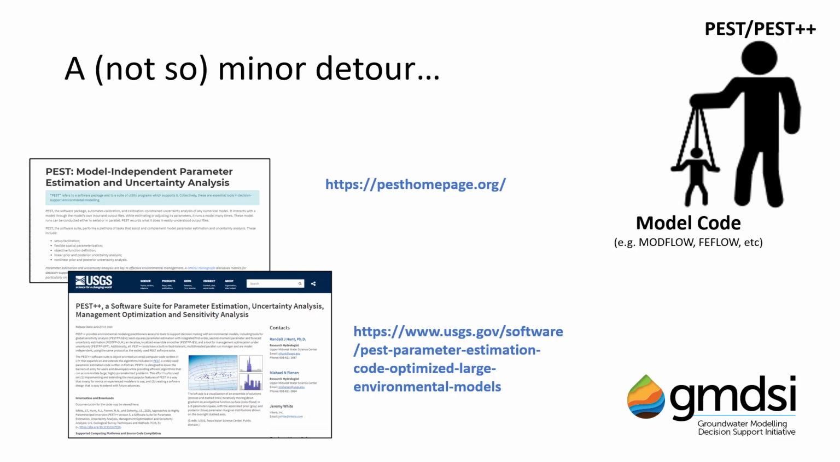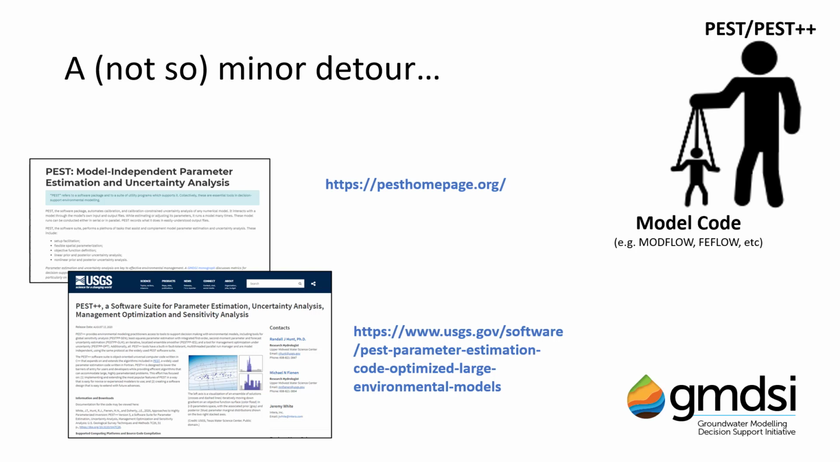By far the most widely used codes in our industry are the PEST and the PEST++ families of software. These are open source software and include a variety of tools and techniques and methods for assimilating data, as well as uncertainty analysis for environmental modeling. And most groundwater modeling graphical user interfaces will have some options or interface to use PEST. Depending on which graphical user interface you're using, these will have varying degrees of sophistication.